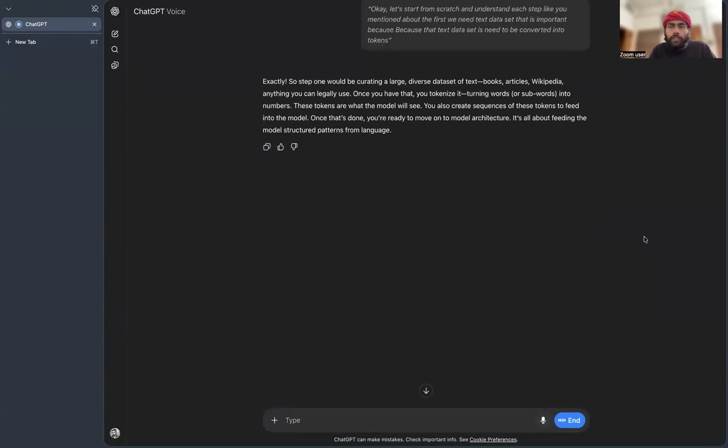Okay, once tokens are ready, meaning the raw data that we want our model to understand, and then what next?